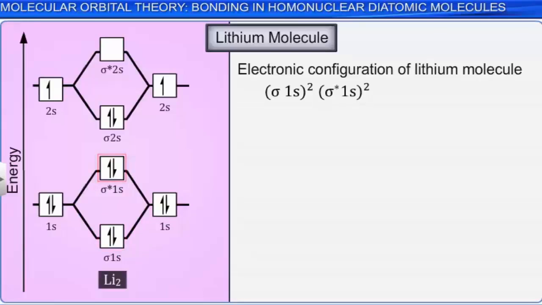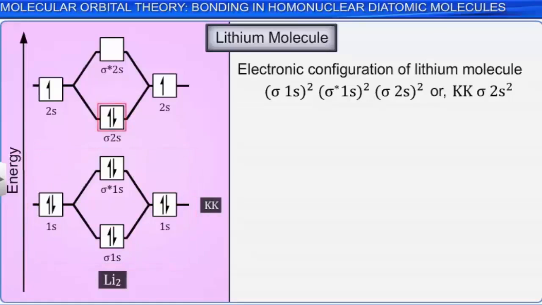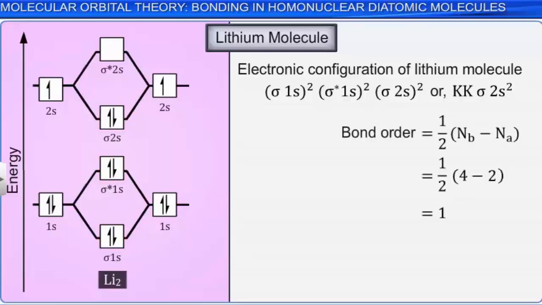This configuration is also written as KK sigma 2s2, where KK represents the closed K shell structure sigma 1s2, sigma star 1s2. As lithium has 4 electrons in its bonding molecular orbitals and 2 electrons in the anti-bonding molecular orbitals, the bond order of lithium is calculated to be half of 4 minus 2, which is equal to 1.